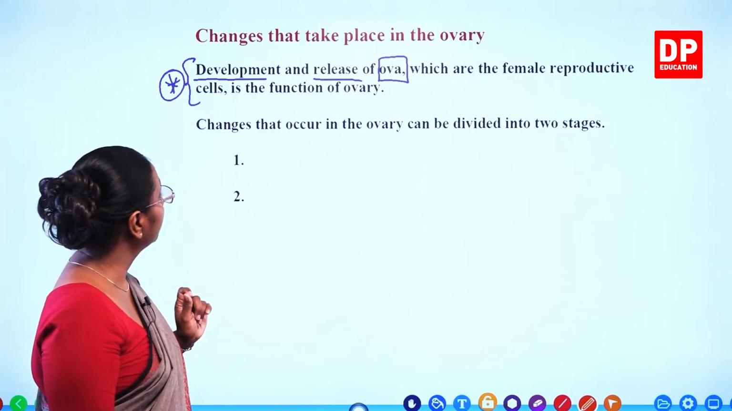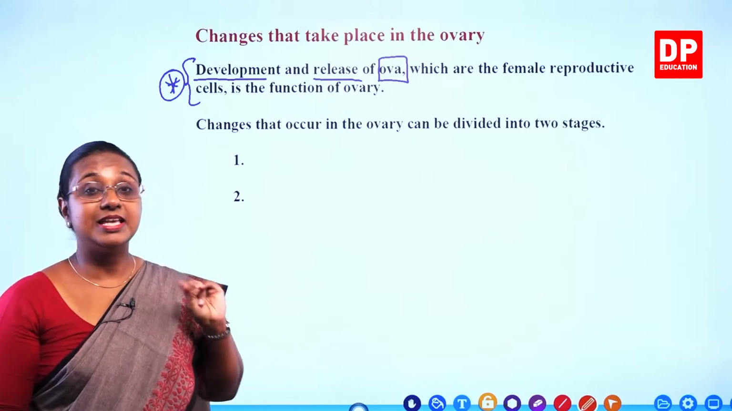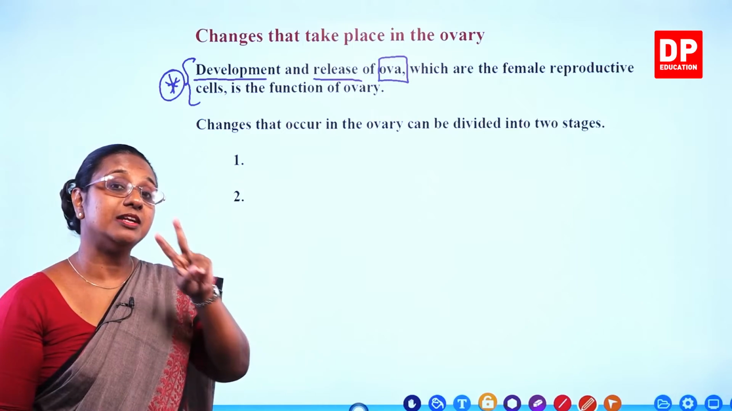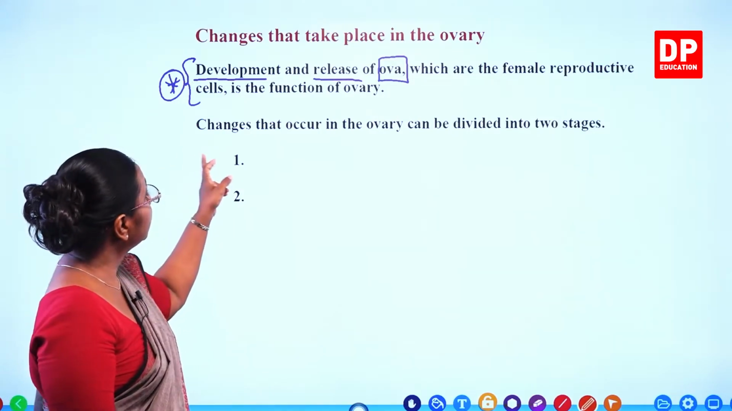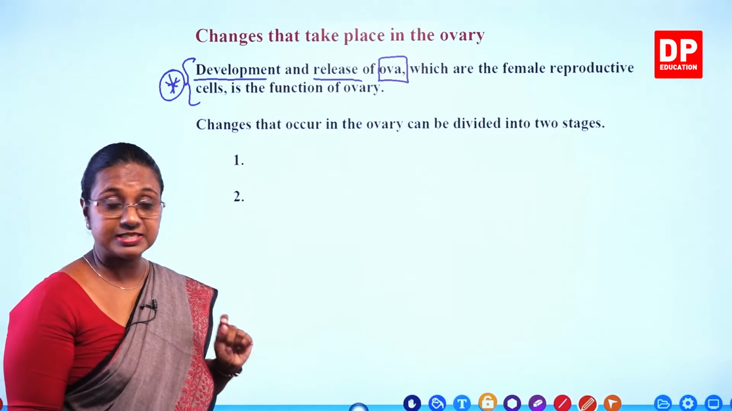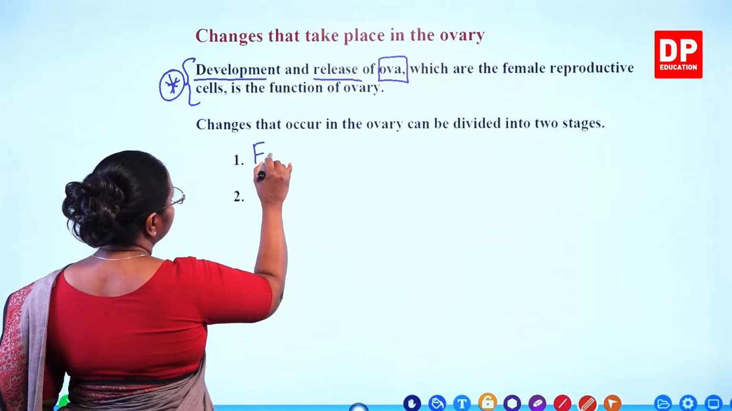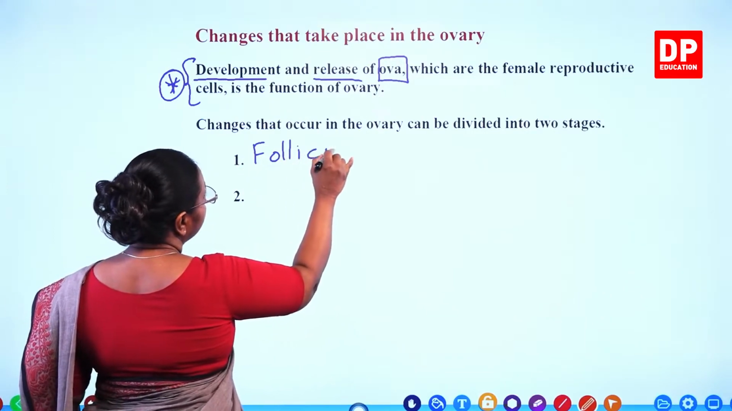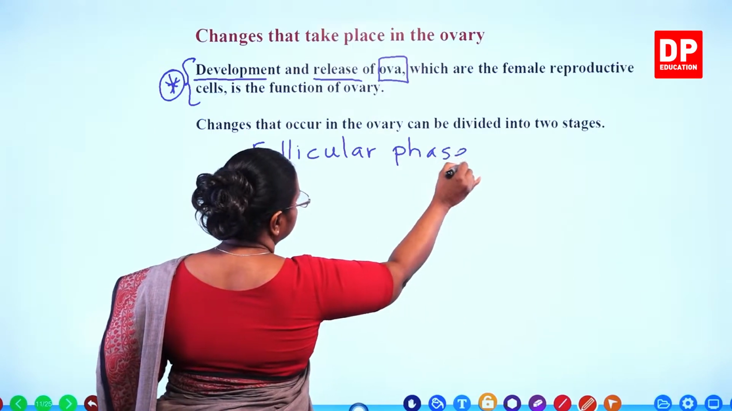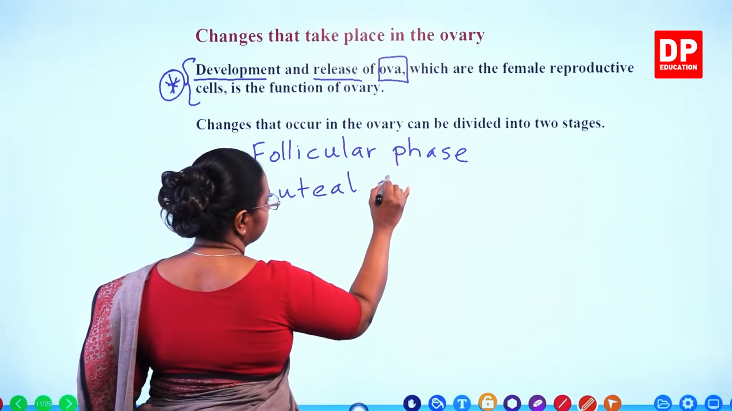So, inside the ovary, this development and release of ova occurs in two stages. So, the 28-day cycle can be divided into two stages. Changes that occur in the ovary can be divided into two stages. And the stages are called the follicular phase and the luteal phase.